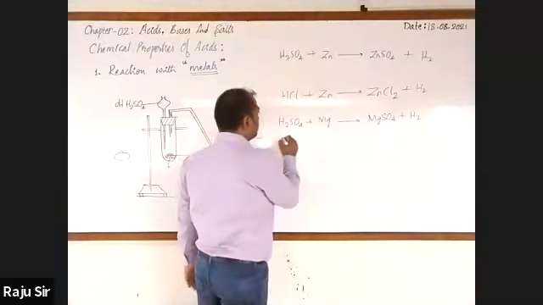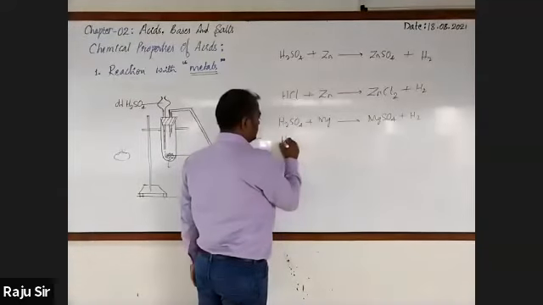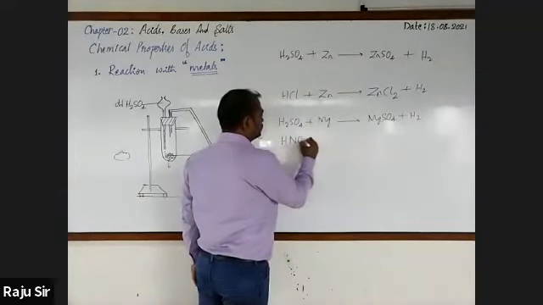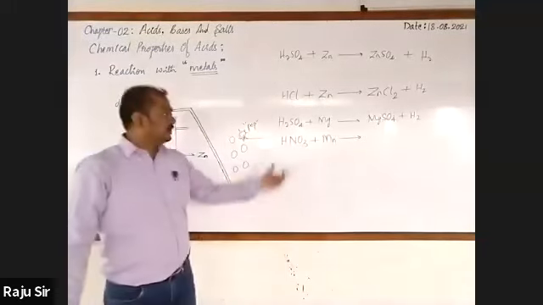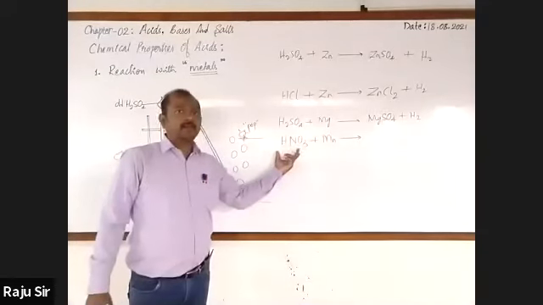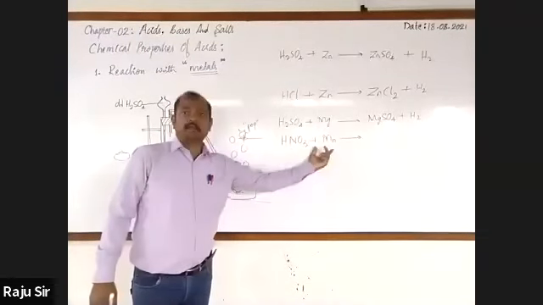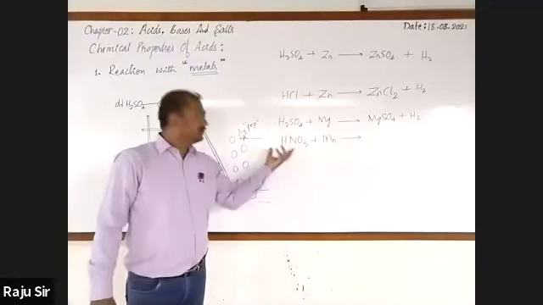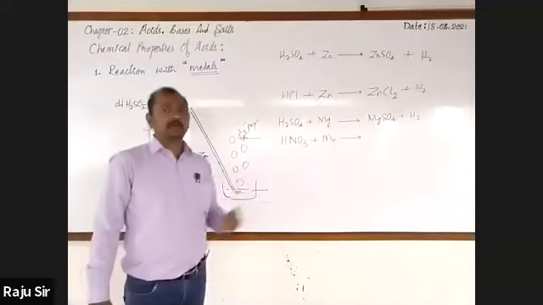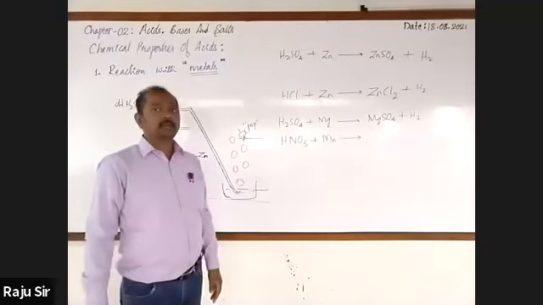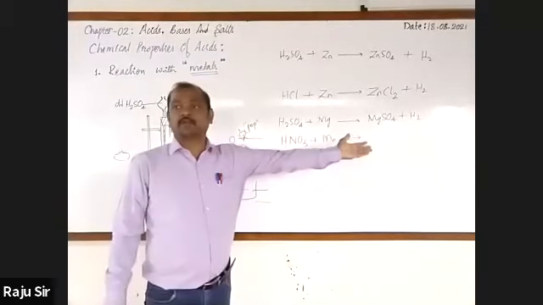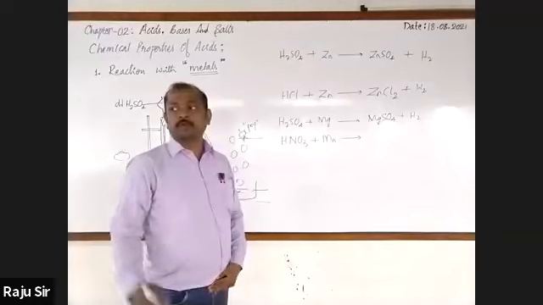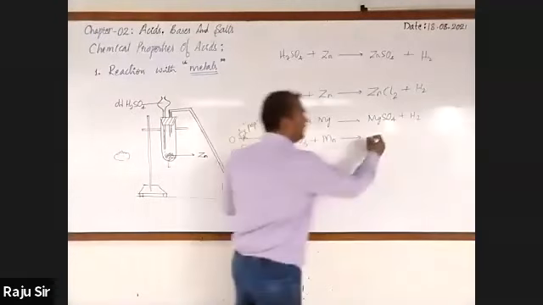Let me take one more. HNO3 plus Mn. Name this acid. Nitric acid. Metal. Manganese. When this acid reacts with manganese, it produces manganese nitrate with the liberation of hydrogen gas. What is the chemical formula of the salt called manganese nitrate?